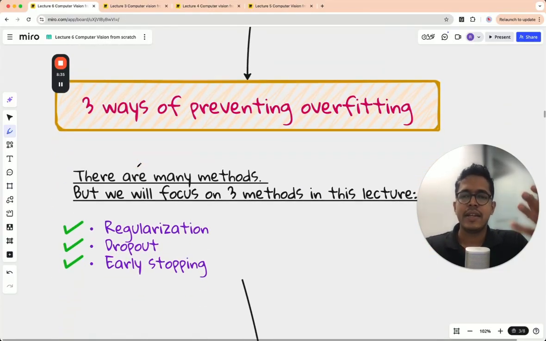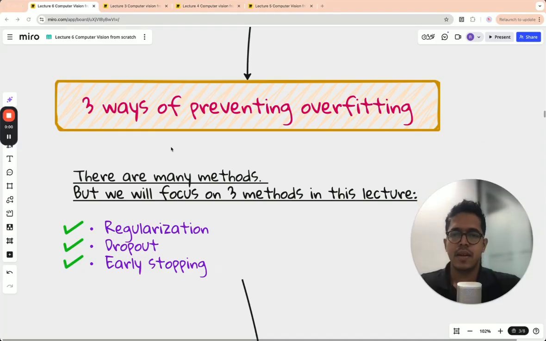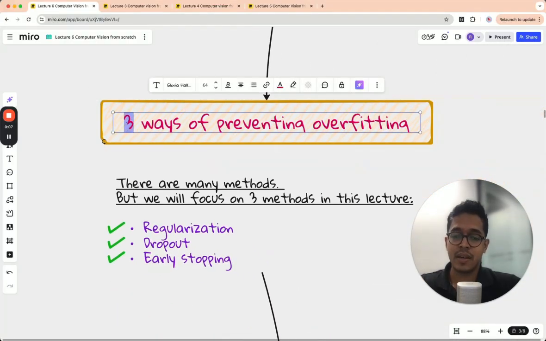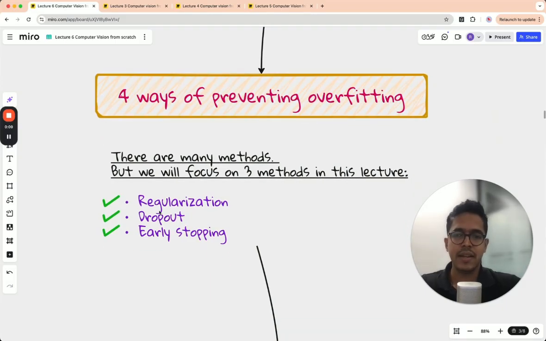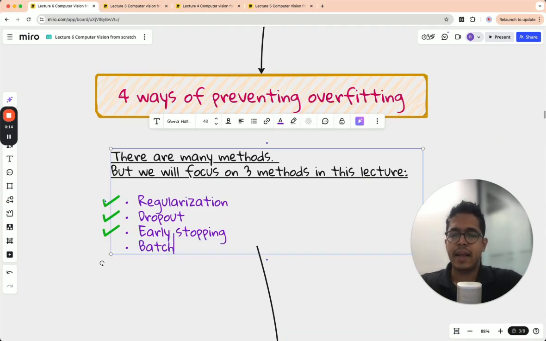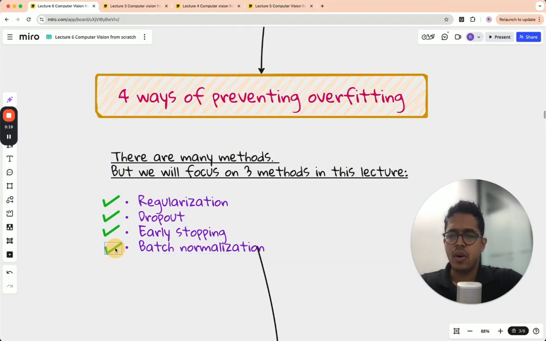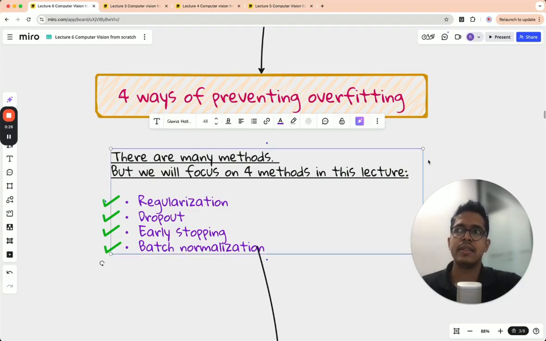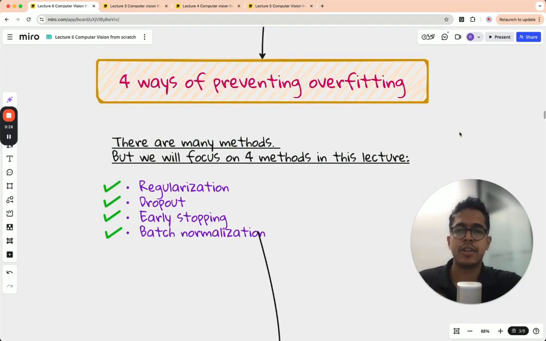All right. So let us discuss not 3, but 4 ways of preventing overfitting. Let me change this to 4, because along with the 3 methods I discussed, we are also going to discuss batch normalization. So we'll be discussing regularization, dropout, early stopping, and batch normalization. And hopefully one of these techniques or a combination of them will help us have a better model that learns the general patterns in the data, and the validation accuracy will hopefully become better.